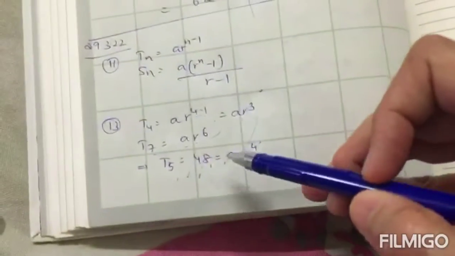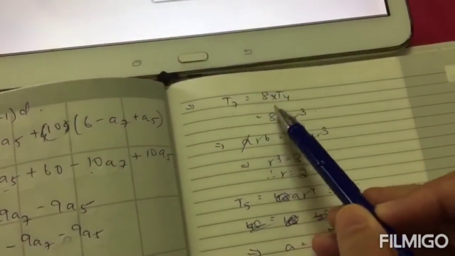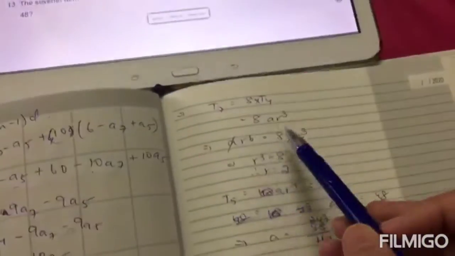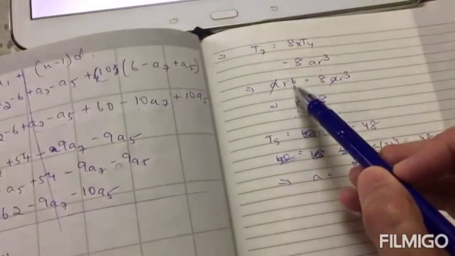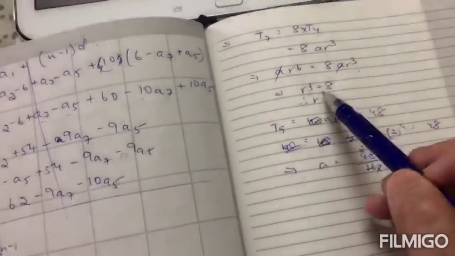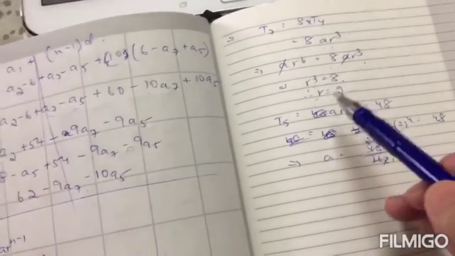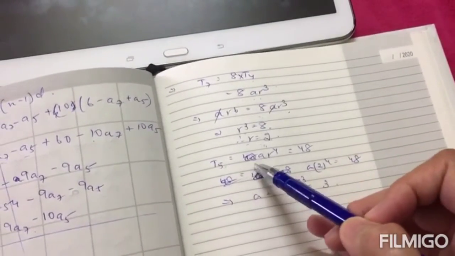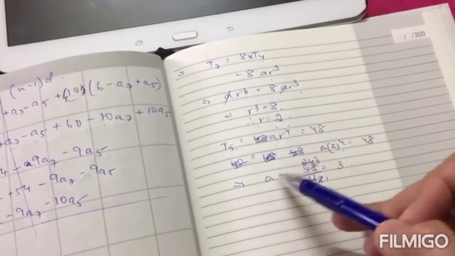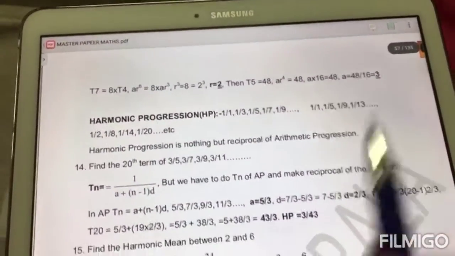When you substitute, they are saying that the seventh term is equal to 8 times the fourth term. So 8 into AR cube, which is the fourth term. We know the seventh term is AR to the power of 6, which is equal to 8 into AR cube. When you solve, you get R cube is equal to 8, therefore R is equal to 2. Now substituting this in the equation for the fifth term, AR raised to 4 equals 48, and solving for A, you will get the first term as 3. And that is the correct answer.